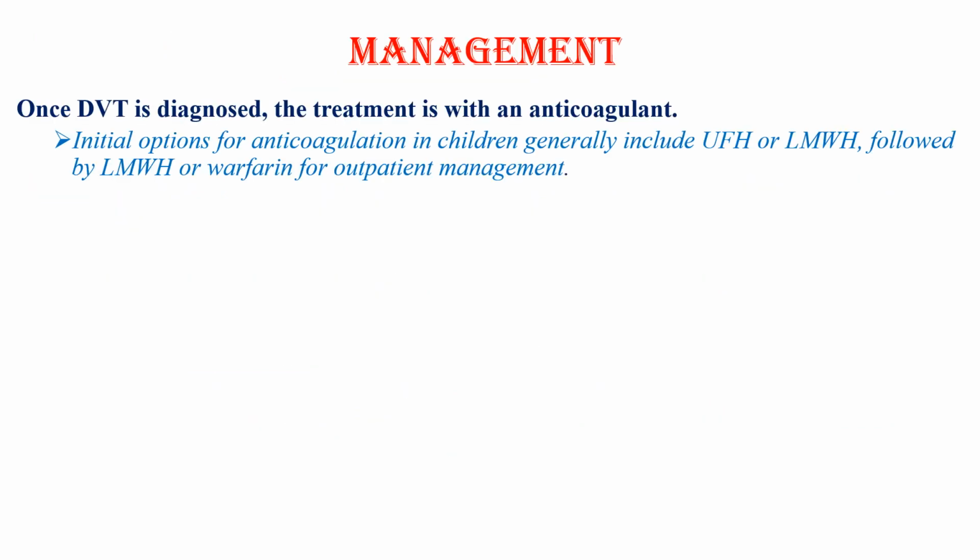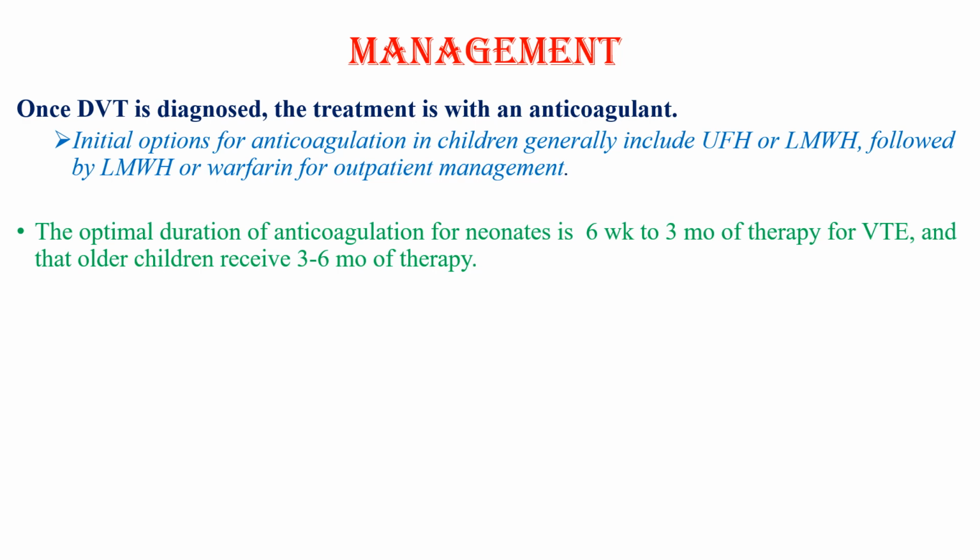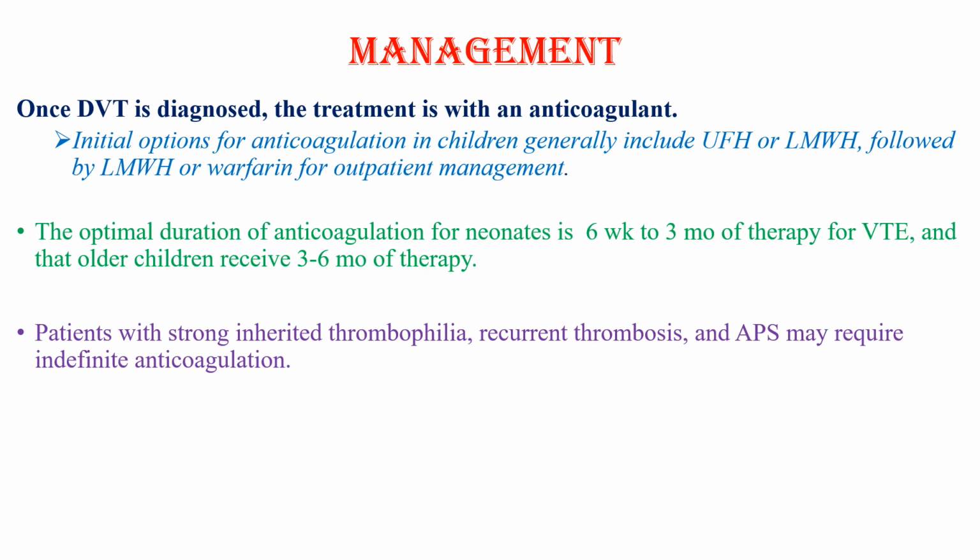When we come to management, once DVT is diagnosed, treatment is with anticoagulants. Initial options for anticoagulation in children include unfractionated heparin or low molecular weight heparin, followed by low molecular weight heparin or warfarin for outpatient management. The optimal duration of anticoagulation for neonates is up to 3 months, and older children should receive 3 to 6 months of therapy. But patients with strong inherited thrombophilia, recurrent thrombosis, and APS might require indefinite or lifelong anticoagulation.